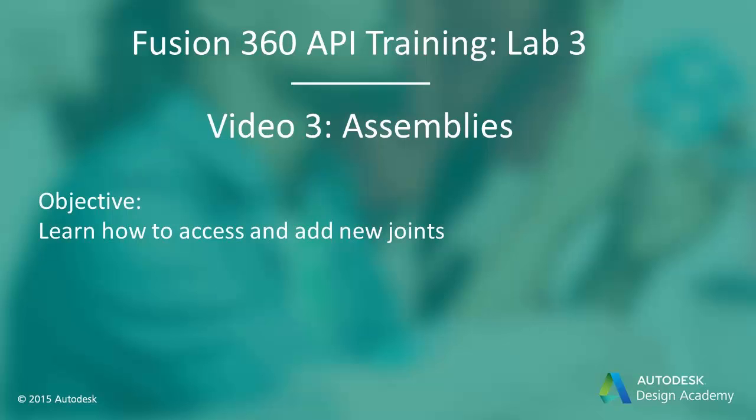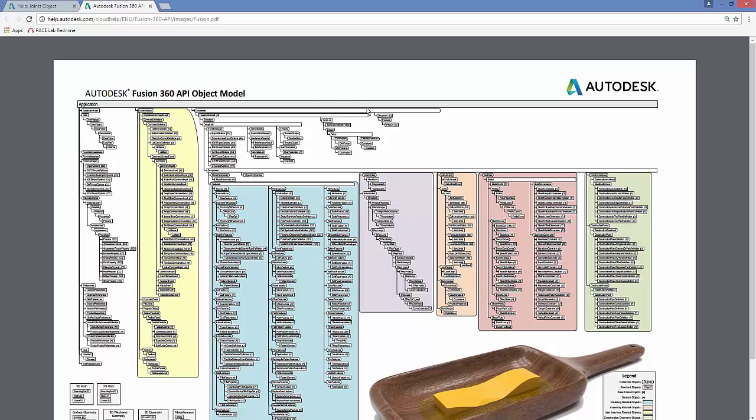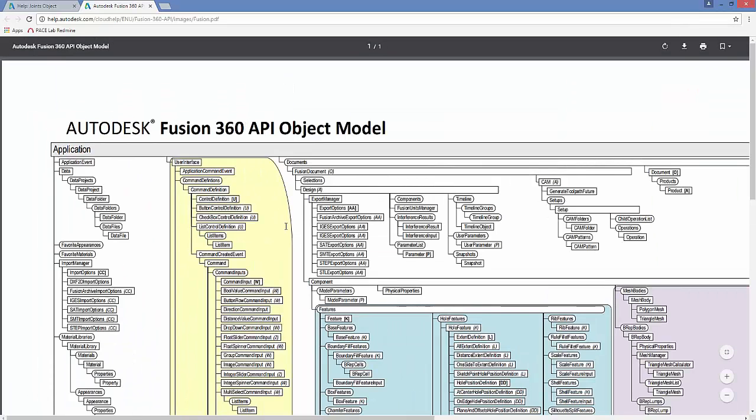In this video, we're going to be discussing assemblies and joints. So we're going to learn how to access and add new joints using the API. So let's go ahead and start off here in the Fusion 360 API object model. If we zoom in, we're actually going to see that joints are really easily accessible.